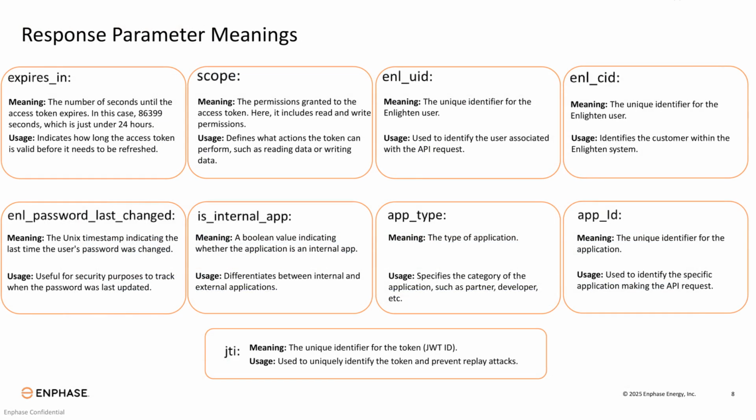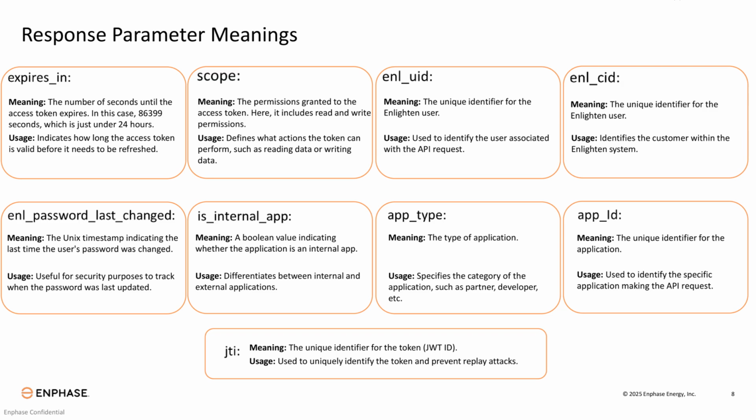The following are the response parameters that may occur in your API code when attempting to generate a new access token. As mentioned previously, the expires in response indicates the number of seconds until the access token expires. In this case, 86,399 seconds, or just under 24 hours. This is used in API to indicate how long the access token would be valid before it would need to be refreshed.